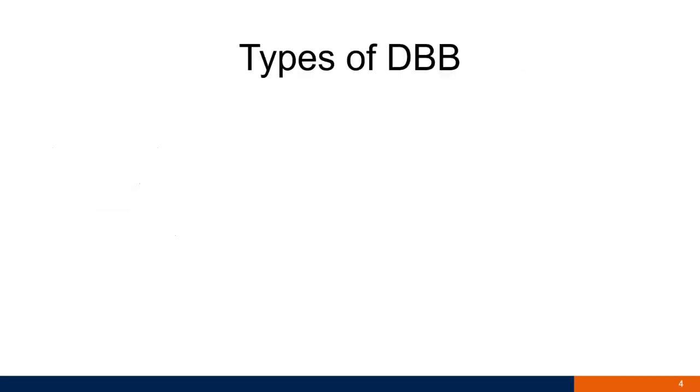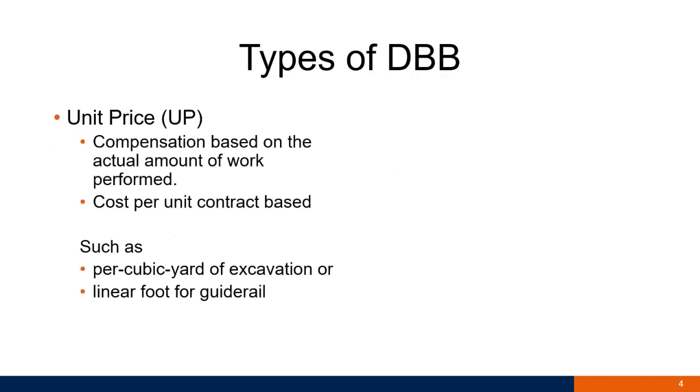The types of DBB that are discussed in this presentation: the first one is the unit price, where the compensation is based on the actual amount of work performed by the contractor. It could also have different names: cost per unit contract based or itemized contract based. So you would find in the contract documents the quantities of each pay item, and then the contractor should put the price per unit, such as per cubic yard of excavation or linear foot for guide rail.